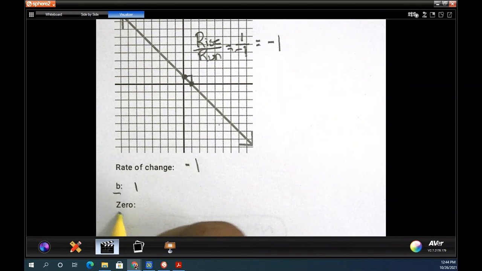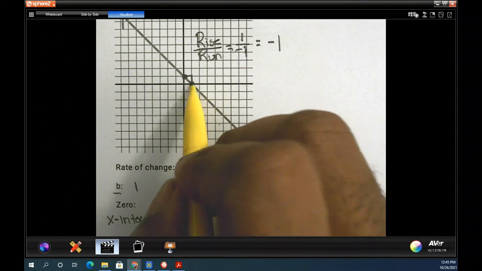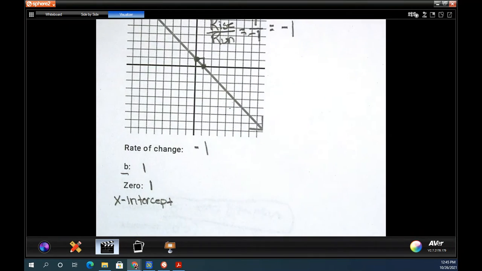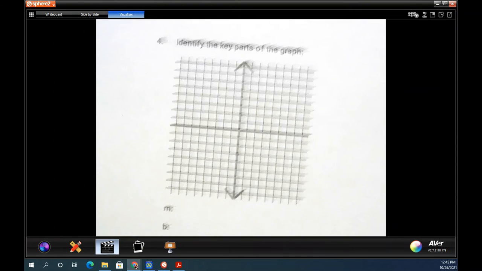The 0. What's another name for 0? X-intercept. It's the x-intercept. The x-intercept, again, is 1, 0, but it only wants the 0. It's 1. The 0 you don't have to write down as a point. Just like that. Okay. Let's look at number 4.